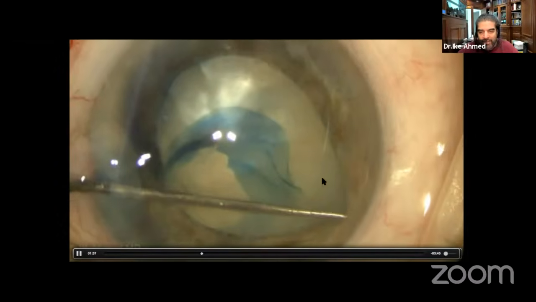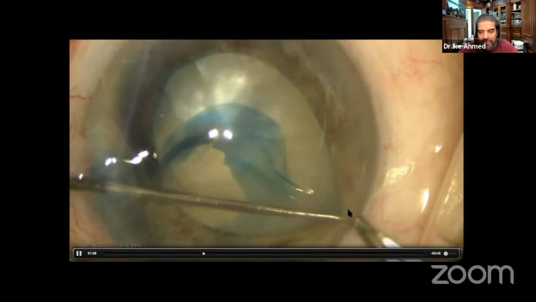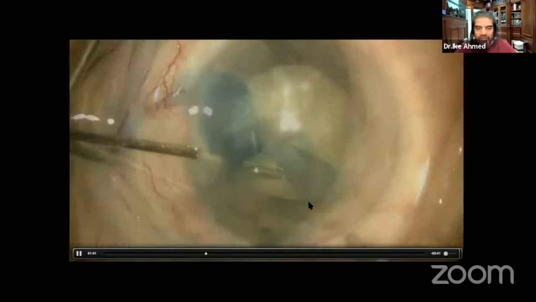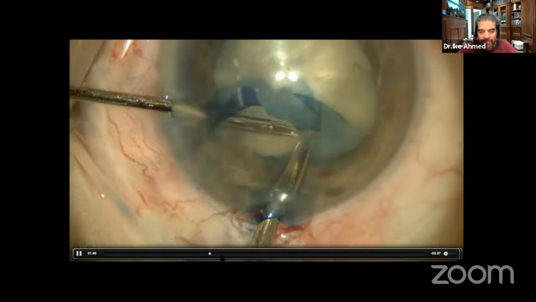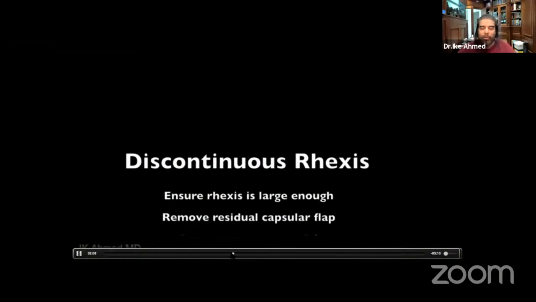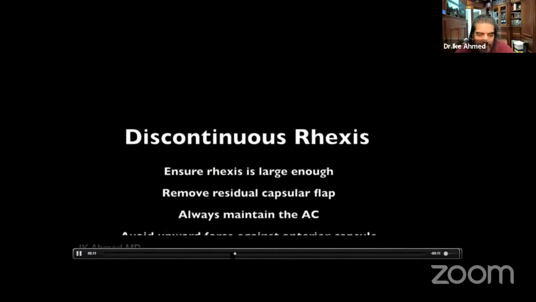You see it's run out way in the periphery here, right there. And even using the little maneuver to try to stretch the capsule isn't enough. So we'll have to cut it and amputate it. In these cases here, it's important that we have certain principles that we have when we manage these cases.